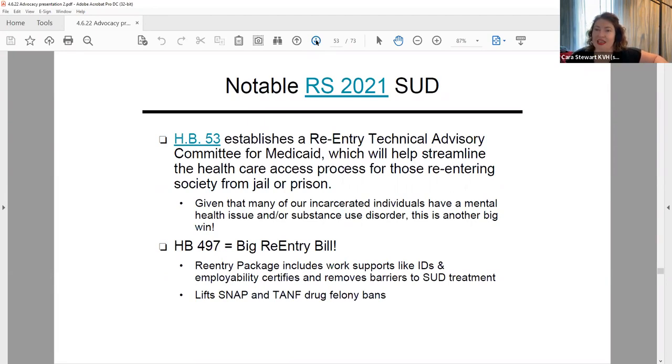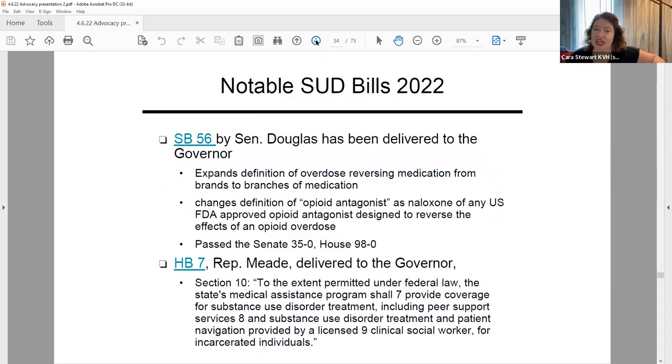And the next slide. Now we come to this year. So this year we have Senate Bill 56, which again, I hope that a lot of folks on this call are very familiar with, because you all know how hard it is, or how many creative Chutes and Ladders approaches that health departments and others have created to be able to get naloxone in people's hands.